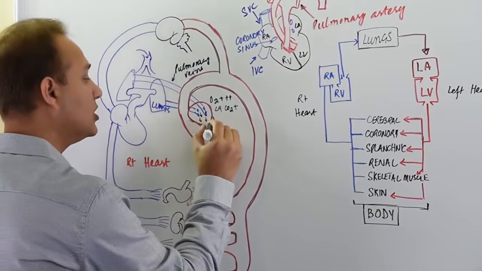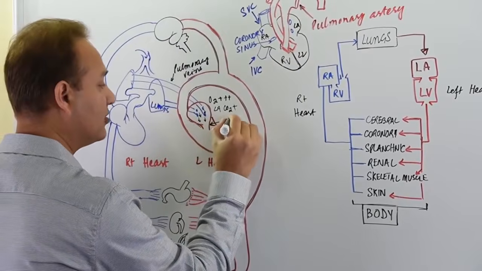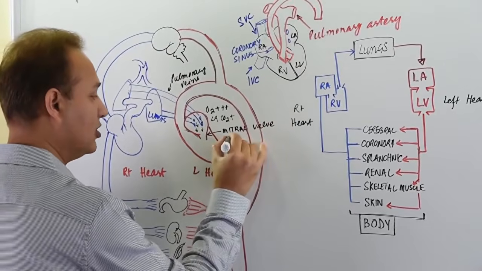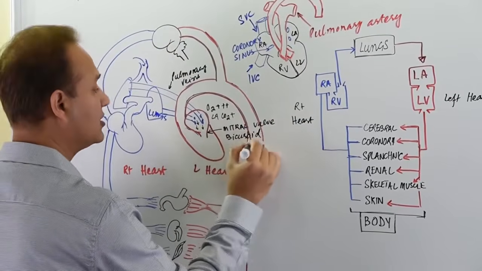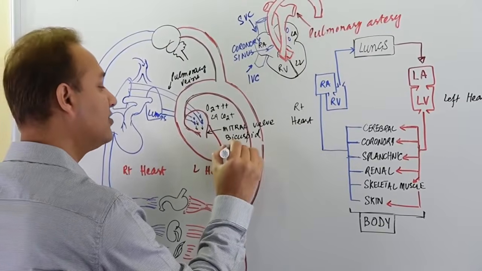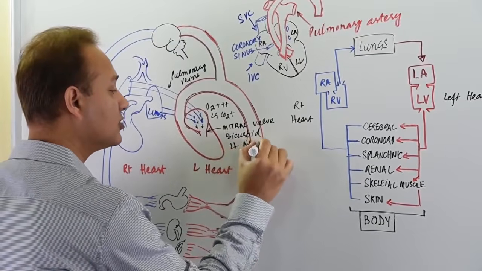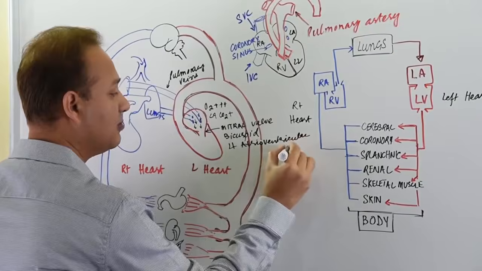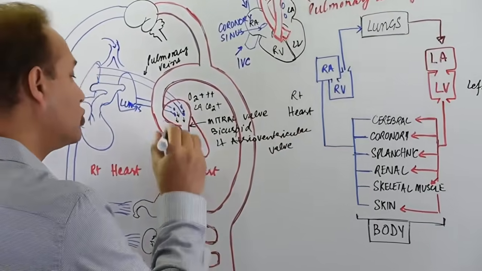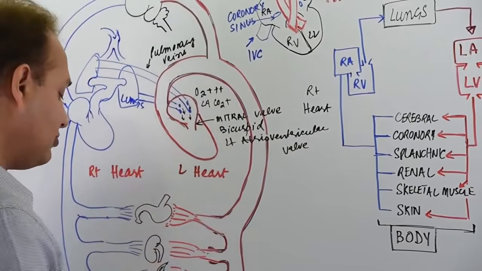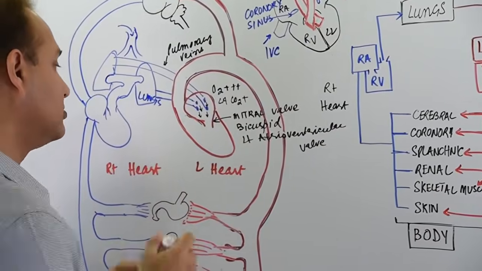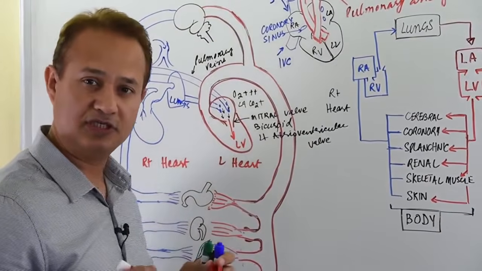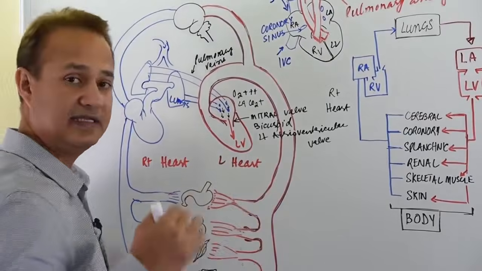This blood goes through the mitral valve. The same valve is also called the bicuspid valve, or the left atrioventricular valve. Same valve, 3 names. Through this valve, the blood flows from the left atrium to the left ventricle. Again, the composition is similar, more oxygen and less carbon dioxide.